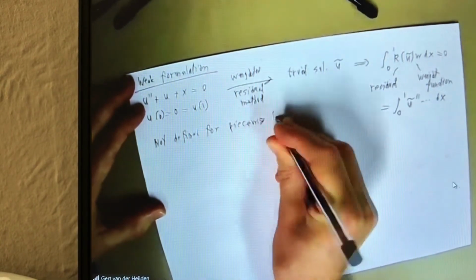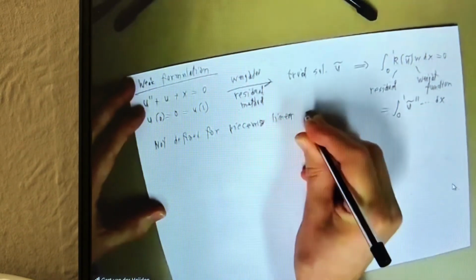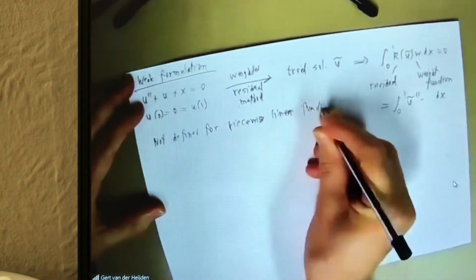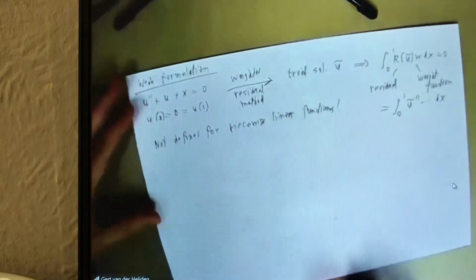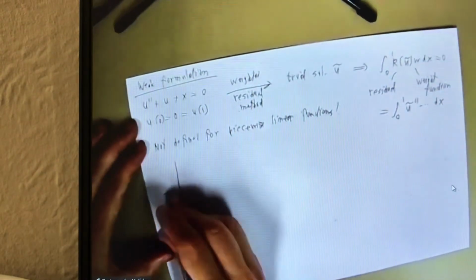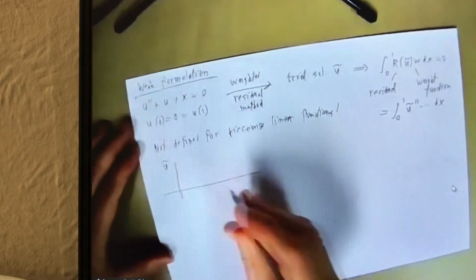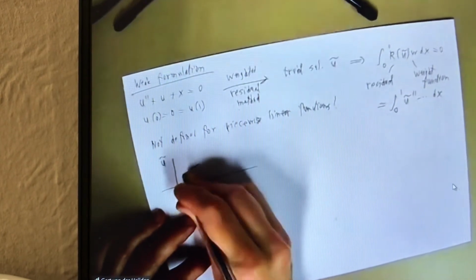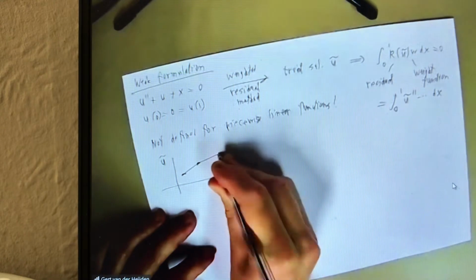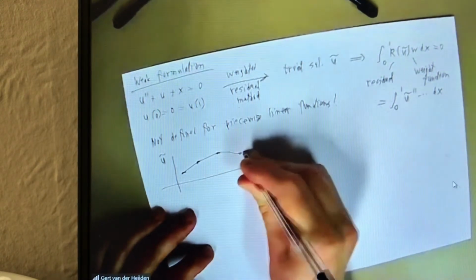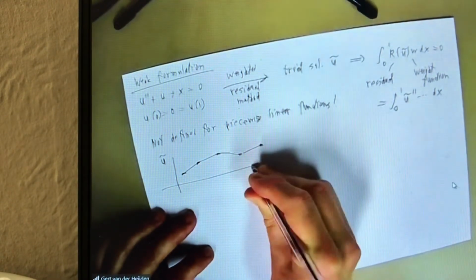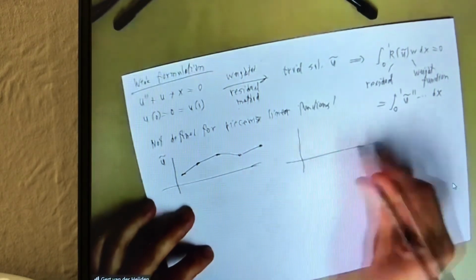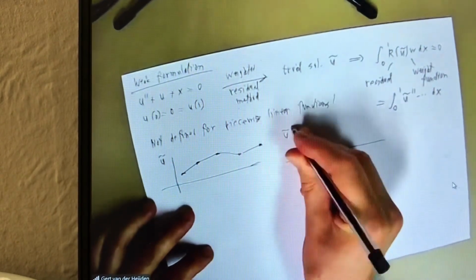Piecewise linear functions. Okay. So here's a piecewise linear function, which we might use as a trial function. Okay, something like that. And then we can still compute the first derivative, no problem.